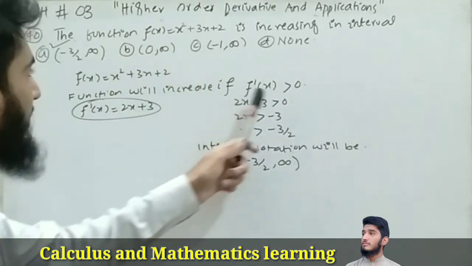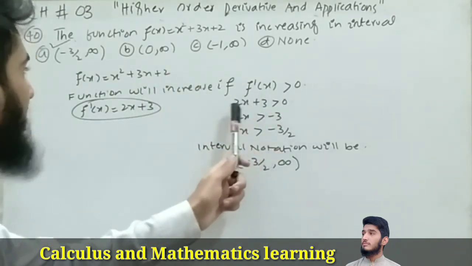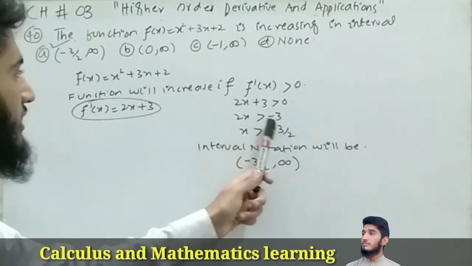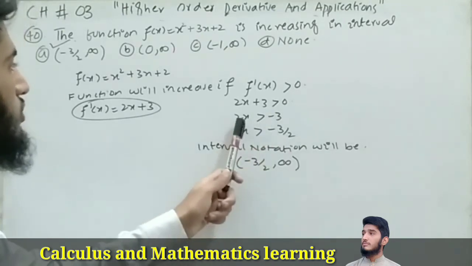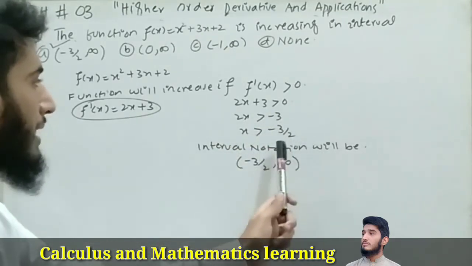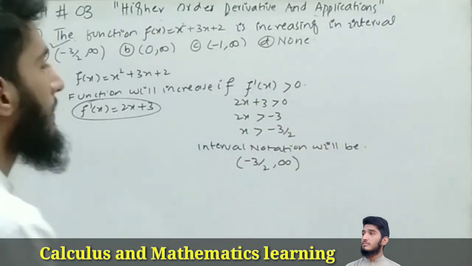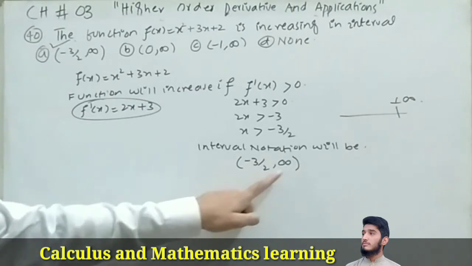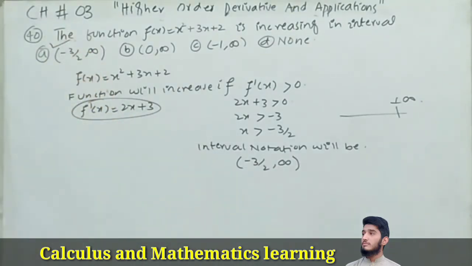Putting the value of f prime of x in this definition, f prime of x is 2x plus 3 greater than 0. Shift 3 to the right hand side, it becomes 2x greater than minus 3. So the value of x will be greater than minus 3 by 2. The interval notation will be minus 3 by 2 to infinity, since greater than means the function goes toward positive infinity. So the correct option will be minus 3 by 2 to infinity. The correct option is option number A.